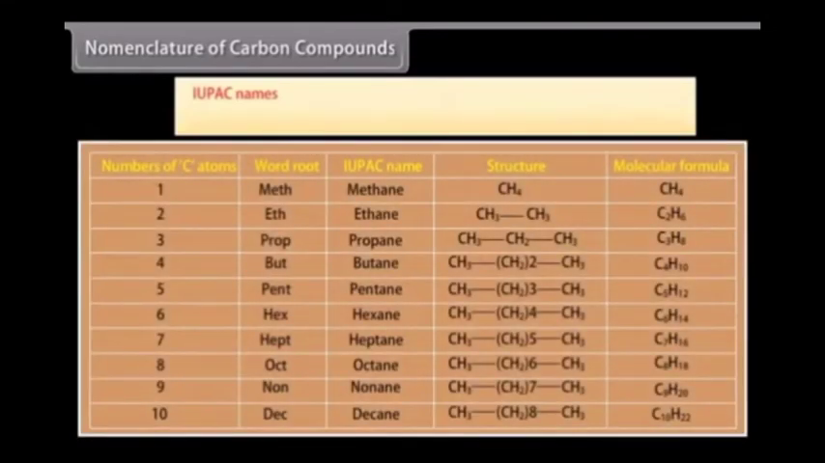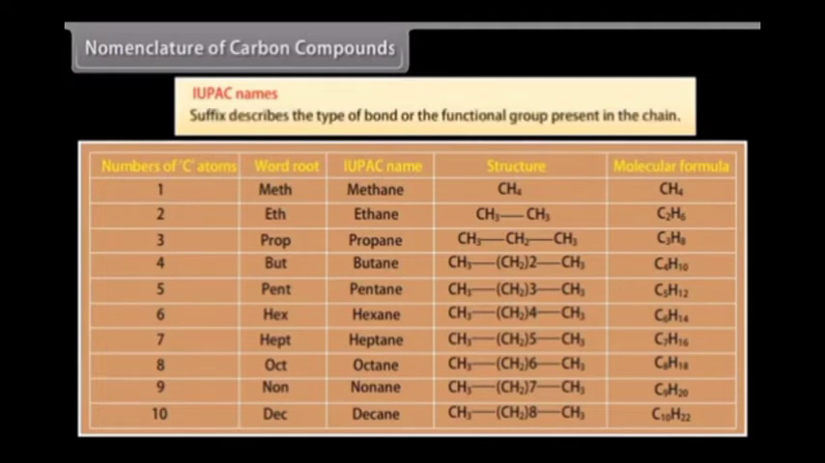IUPAC names. Carbon compounds now need to be named in a more systematic way. A committee called the International Union of Pure and Applied Chemistry, IUPAC, put forward a system of giving scientific names to carbon-based compounds. These names are followed all over the world and are called IUPAC names.